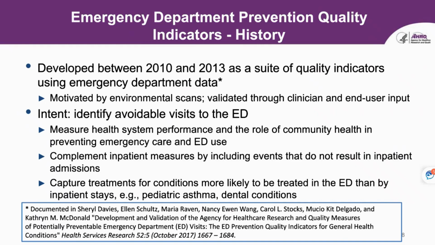The rationale for extending the quality indicators to include emergency department use is to provide a more complete picture of avoidable healthcare than what is represented by looking only at inpatient admissions. It extends to both the additional setting and to additional conditions that are more likely to result in emergency department visits than in inpatient care.